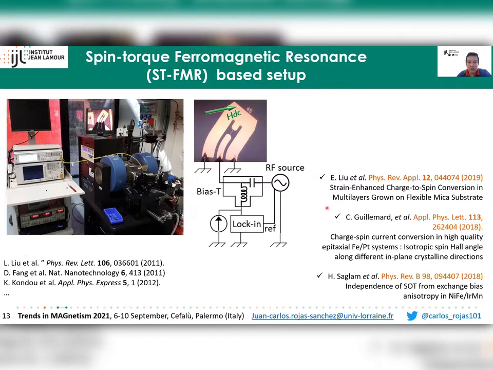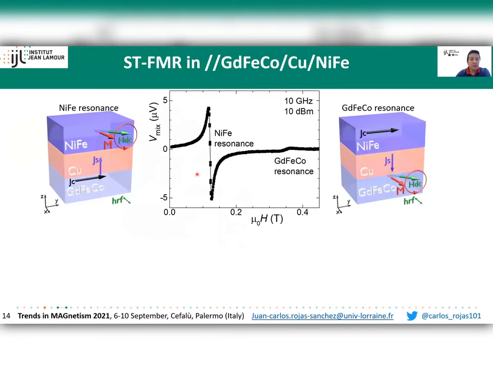And this is not exhaustive, just a few examples of this technique. Actually, here in Nancy, we have already reported some studies using this method. For example, using flexible substrates, or studying a high-quality epitaxial iron platinum system, or in this case, nickel iron and iridium manganese antiferromagnet. Here is our main system, a three-layer: we have nickel iron or permalloy on top of copper, on gallium iron cobalt. The thicknesses are 4 nanometers of permalloy, 6 of copper, and 10 nanometers of gallium iron cobalt.